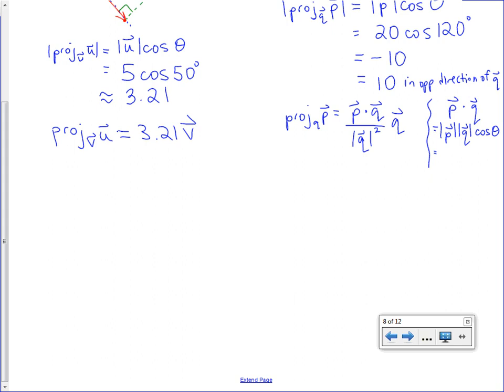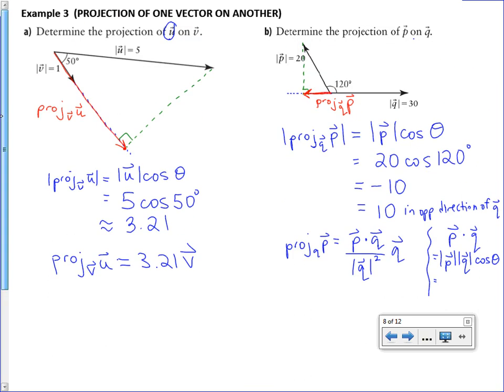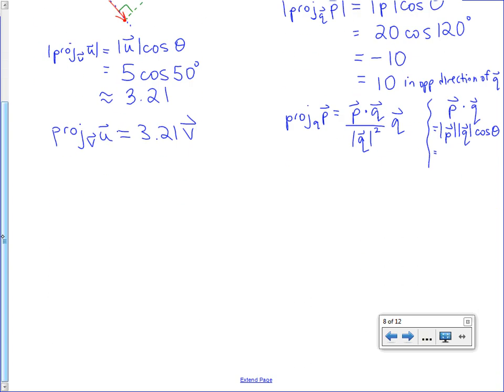Magnitude of P is 20. Magnitude of Q is 30. The cosine of the angle between them, 120: 20 times 30 times cosine 120 is negative 300. So negative 300.